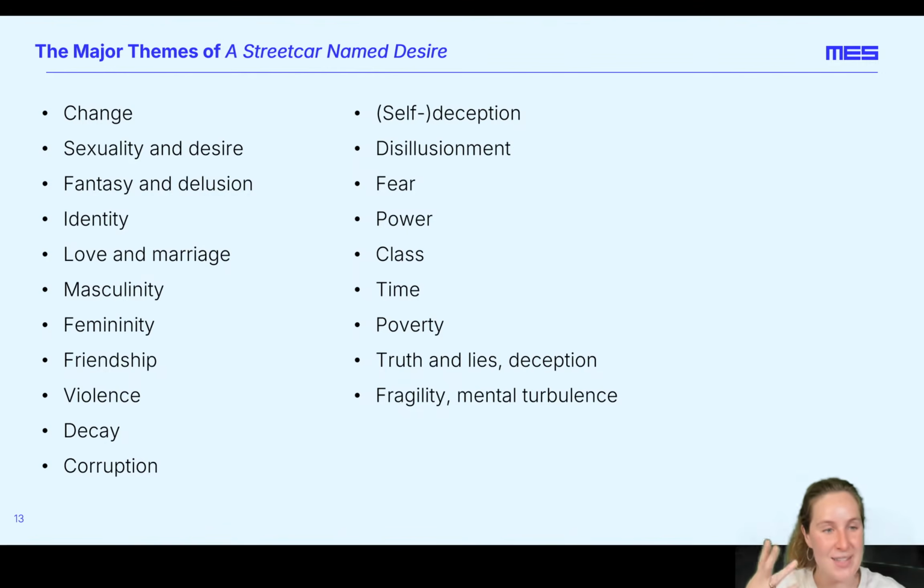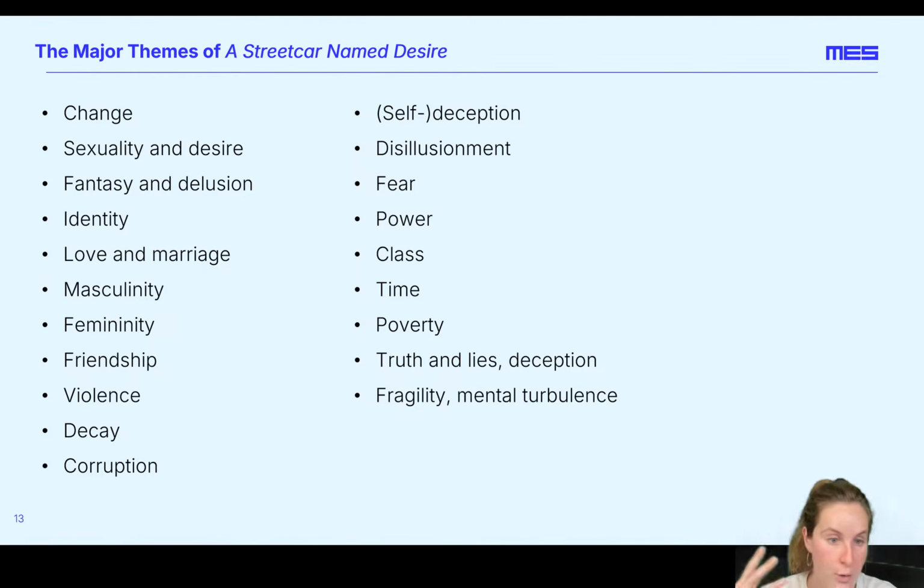But for now, these are the major themes of the play, and this is having looked back at all of the different resources that you may commonly go to, as well as the different exam boards and previous exams. So how they've phrased them: change, sexuality and desire, fantasy and delusion, identity. Think how many ideas that will cover. Love and marriage, masculinity, femininity, friendship, violence, decay, corruption, self-deception and deception, disillusionment, fear, power, class, time, poverty, truth and lies and deception, and fragility and mental turbulence.